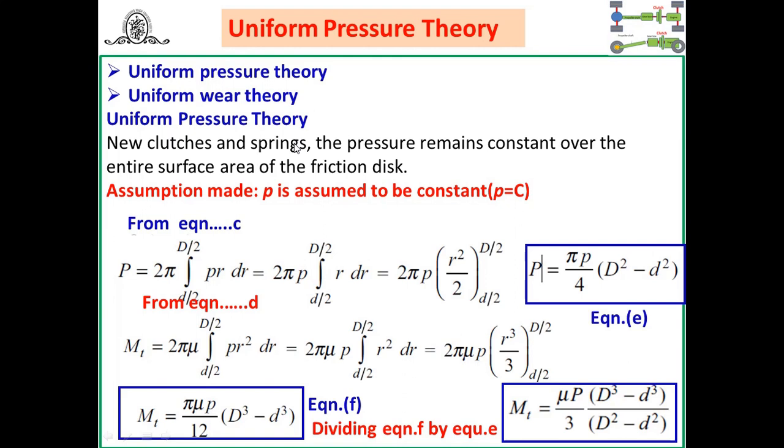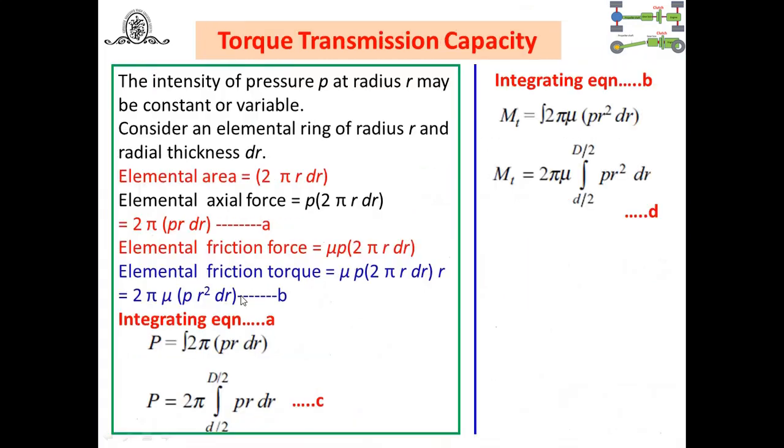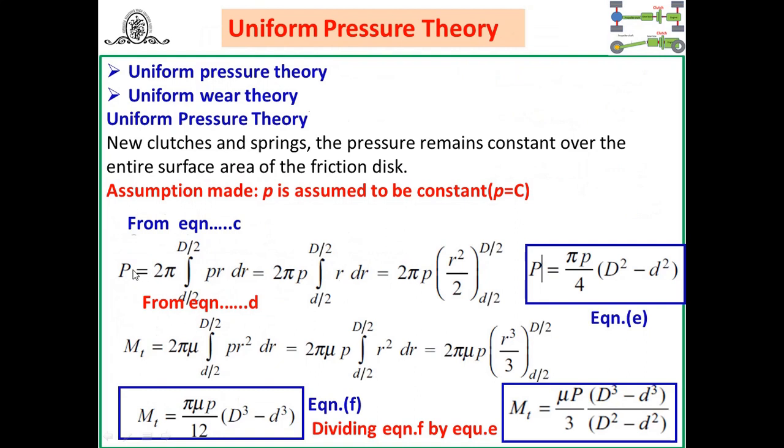Okay, now we have to find the torque transmission capacity of the single plate clutch based on uniform pressure theory. In uniform pressure theory, pressure remains constant over the entire surface area of the friction disc. Therefore, p is assumed to be constant, p is equal to C. So now consider the earlier equation C: P is equal to 2π, integration limit from d by 2 to capital D by 2, p r dr.